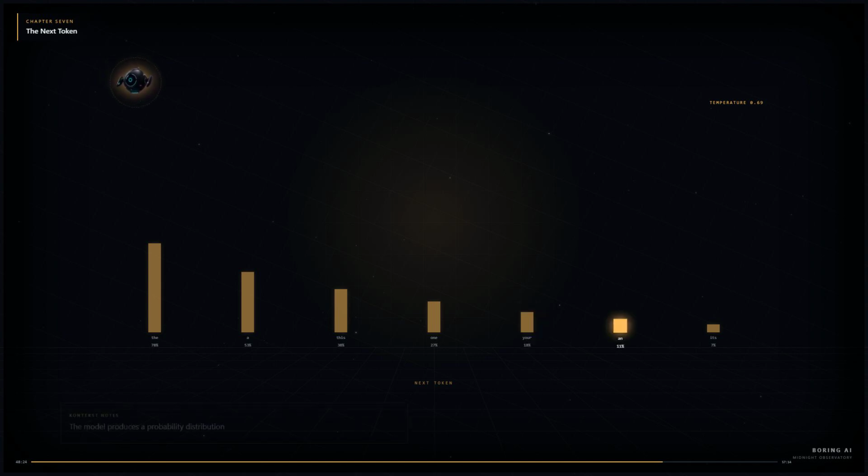The amber signal is no longer one signal. It has become a chain of small lights, each one influencing the next. Context watches the chain extend across the observatory, token by token, until the final light settles into place.